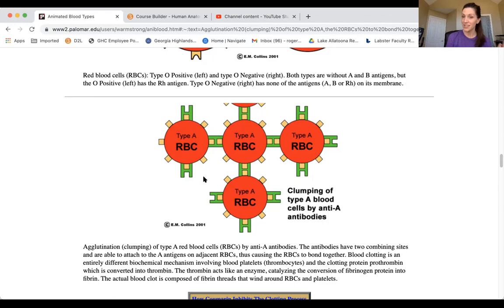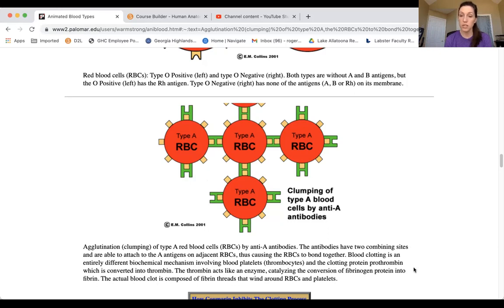Not A, right? So they must have been B with anti-A antibodies, or O with both type A and type B antibodies. So hopefully that helps a little bit to see what agglutination is and why it happens. It's happening in the body of the recipient, but as a result of that donor blood. So the donor blood itself is what's clumping.